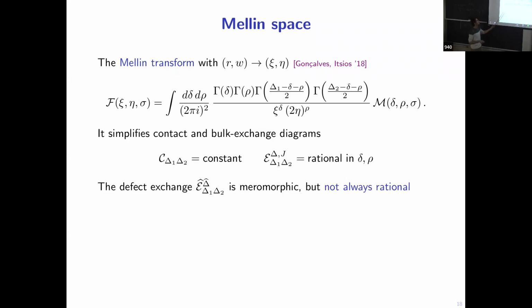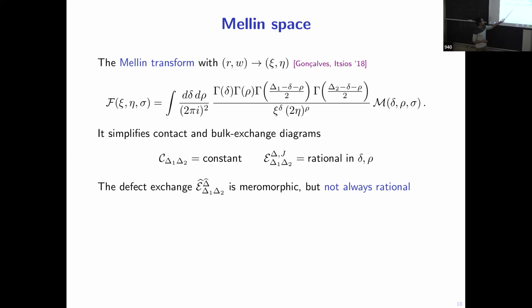And the whole reason why we do this, and why we take out some strange looking factors of gamma, is because this Mellin transform is going to make all the contact diagrams constant, and all the exchange diagrams in the above just rational functions. So instead of having those complicated functions of R and W, now we're going to map this to something that is either constant or rational. So then there's more hope to see some pattern in the results.